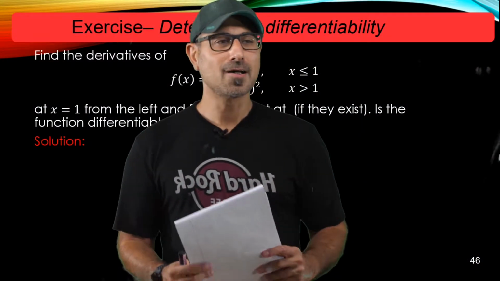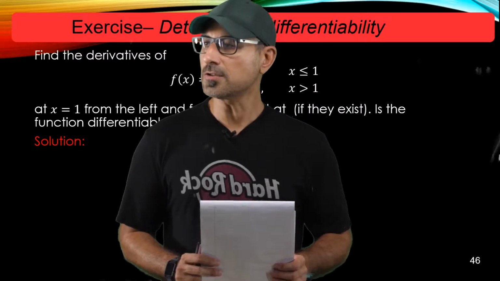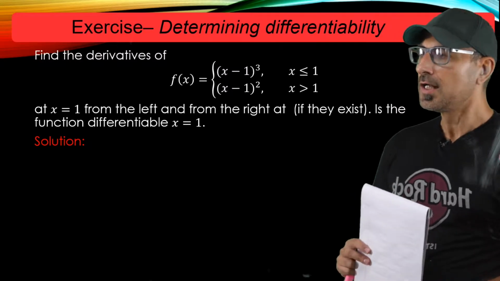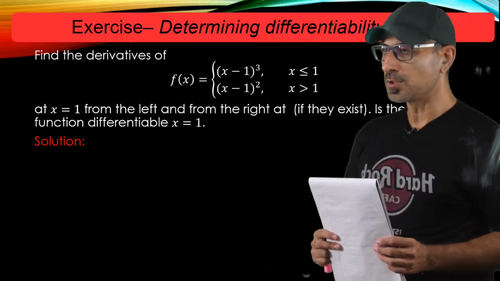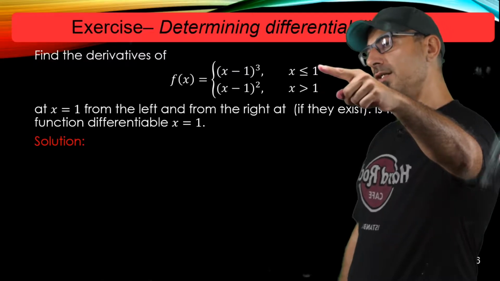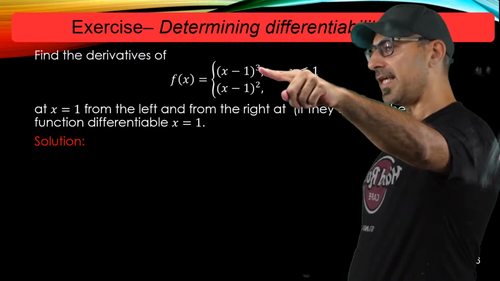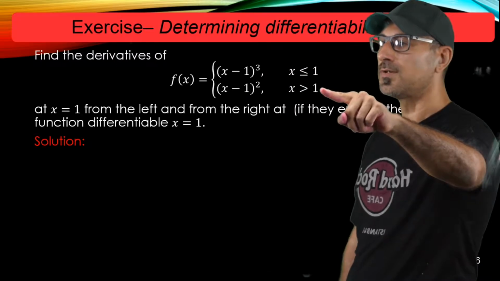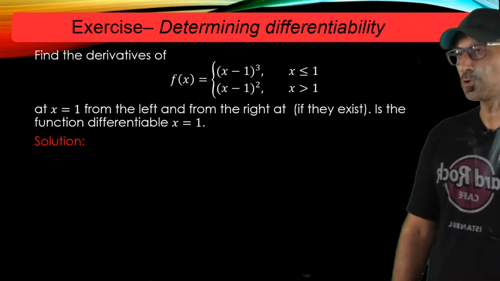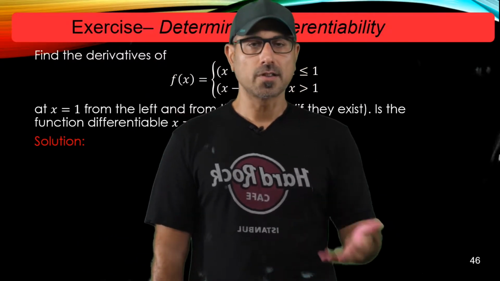Hello, welcome back. In this exercise, we're going to determine the differentiability of a function. And this function is given as a piecewise function. And the point where we're looking for the differentiability is x equals 1. As you see, on the left of x equals 1, the function is taken to be (x minus 1) cubed. On the right of x equals 1, the function is (x minus 1) squared. On each side, the function description is different.